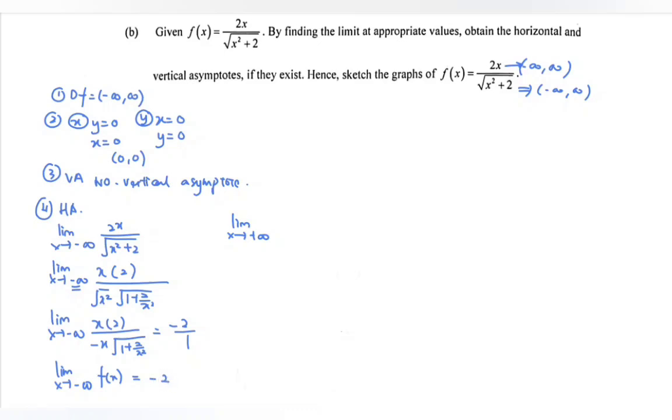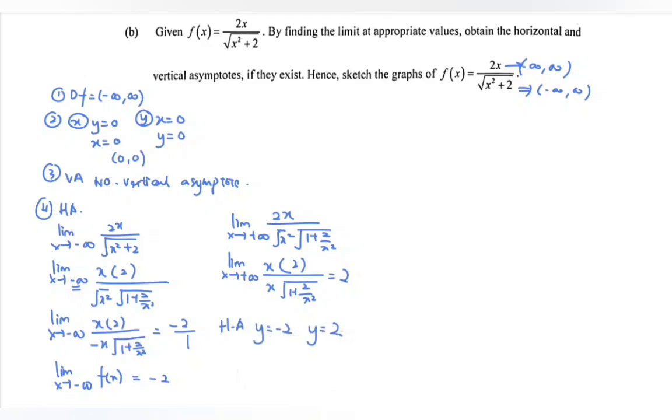Next, continue. We have the right hand side, 2x over the square root of x squared, multiplied with 1 plus 2 over x squared. Since this is a positive infinity, we can say that the limit as x approaches positive infinity, we have x divided by positive x as well. Based on the situation, we can say we have the value 2. So the horizontal asymptotes are y equals negative 2, and also y equals 2.